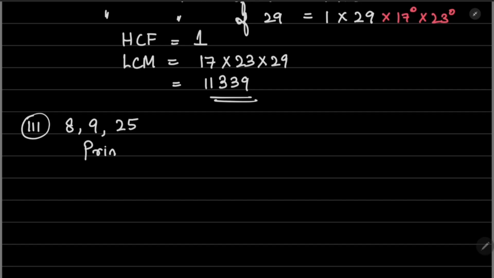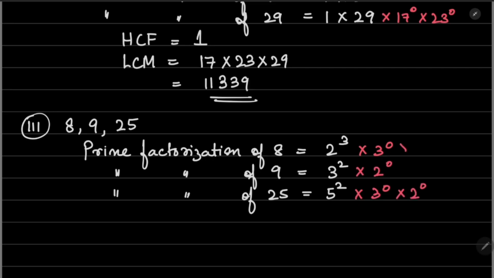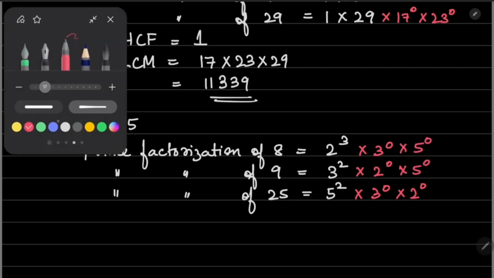Let's start with the prime factorization of 8. 8 is nothing but 2 cube. Prime factorization of 9 is 3 square, right? And prime factorization of 25 is 5 square. So what do you do immediately? You can put a 3 raised to the power 0 and 3 raised to the power 0 here. You can write 2 raised to the power 0, 2 raised to the power 0 here. You can put a 5 raised to the power 0 and 5 raised to the power 0 here. Okay, to make it convenient for you.